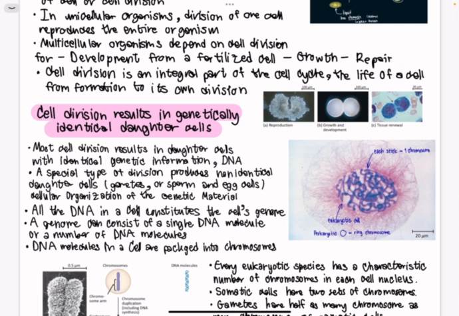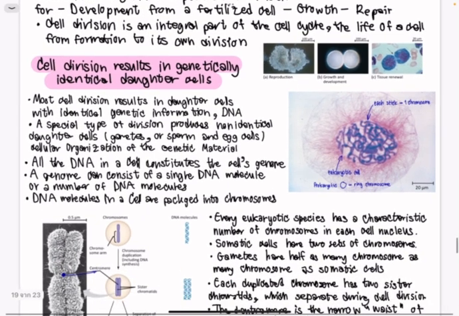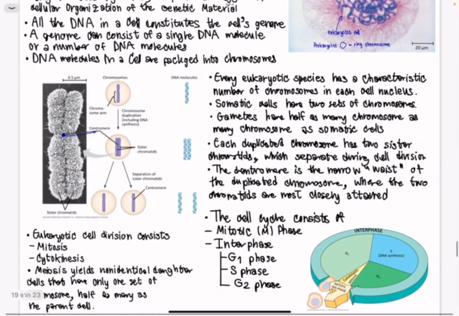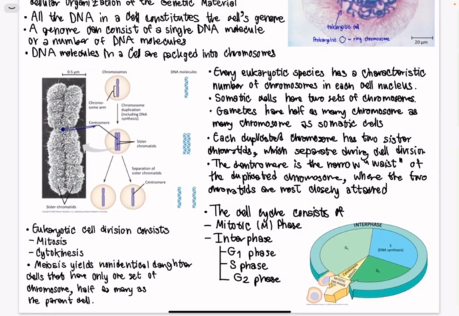Cellular organization of the genetic material. DNA molecules in a cell are packed into chromosomes. Every eukaryotic species has a characteristic number of chromosomes in each cell nucleus. Somatic cells have two sets of chromosomes. Gametes have half as many chromosomes as somatic cells. Each duplicated chromosome has two sister chromatids, which separate during cell division. The centromere is the narrow waist of the duplicated chromosome, where the two chromatids are most closely attached.